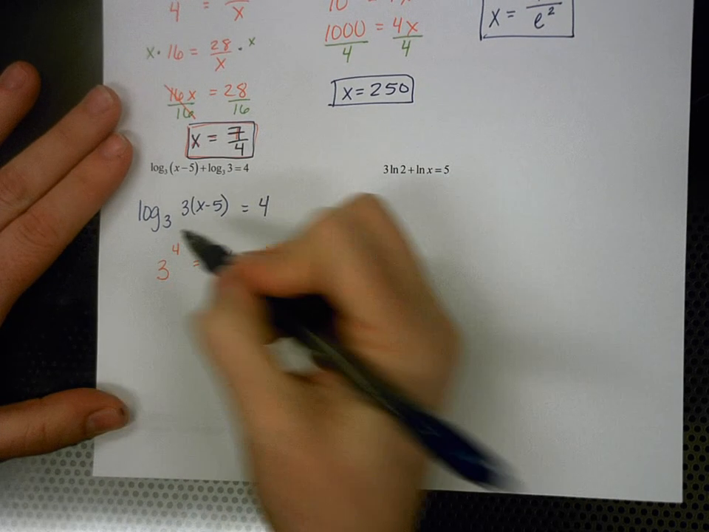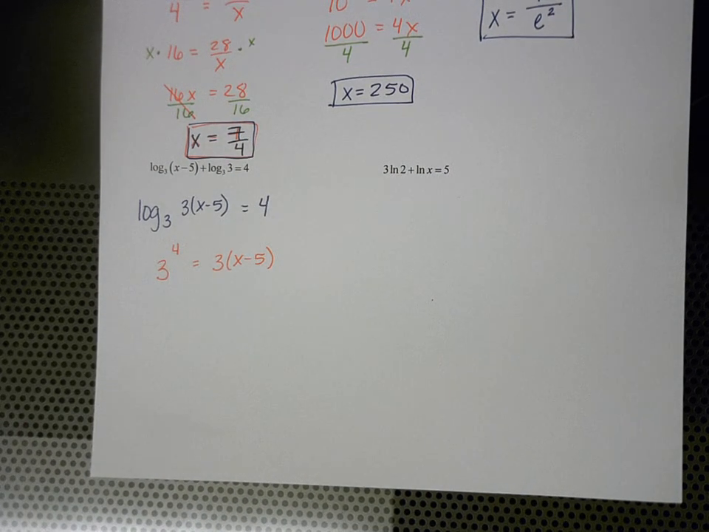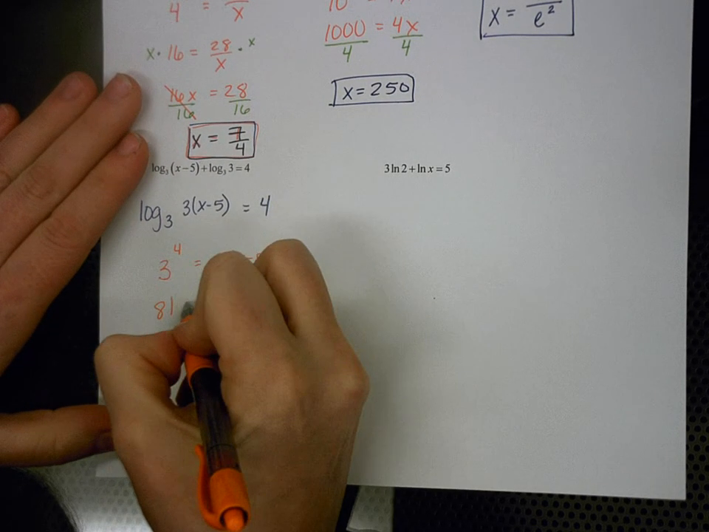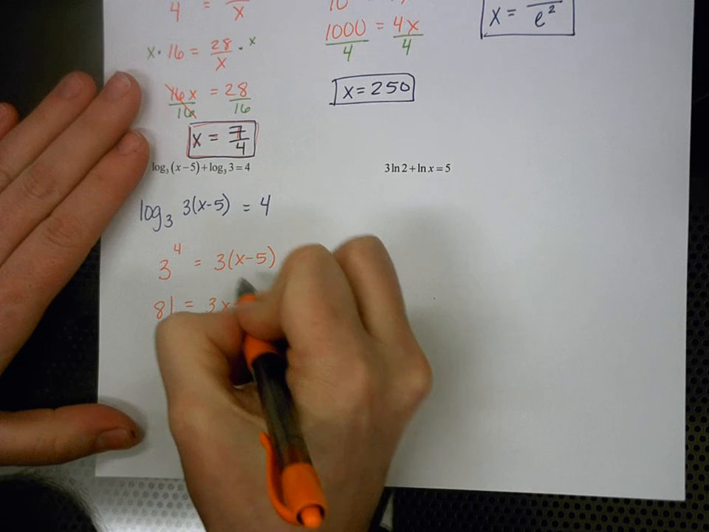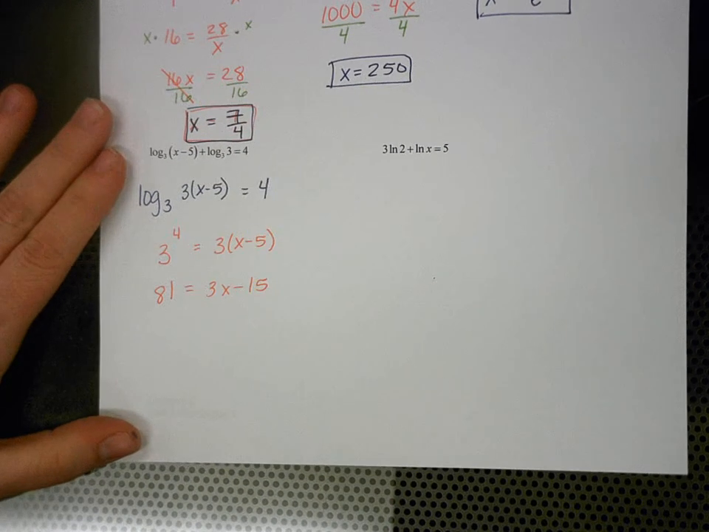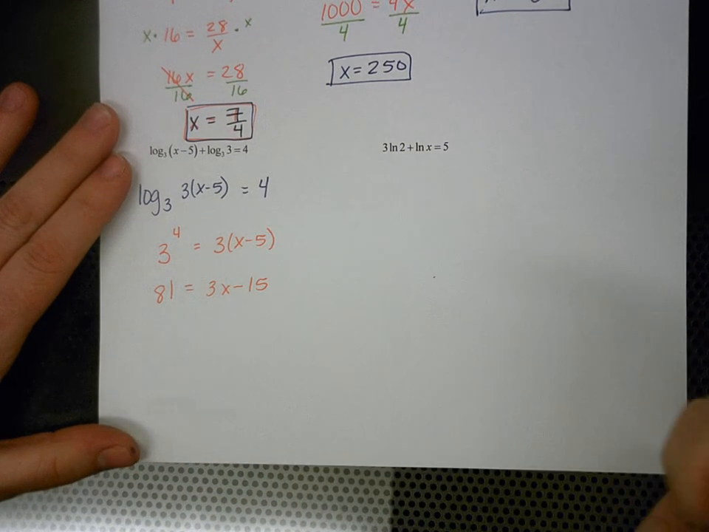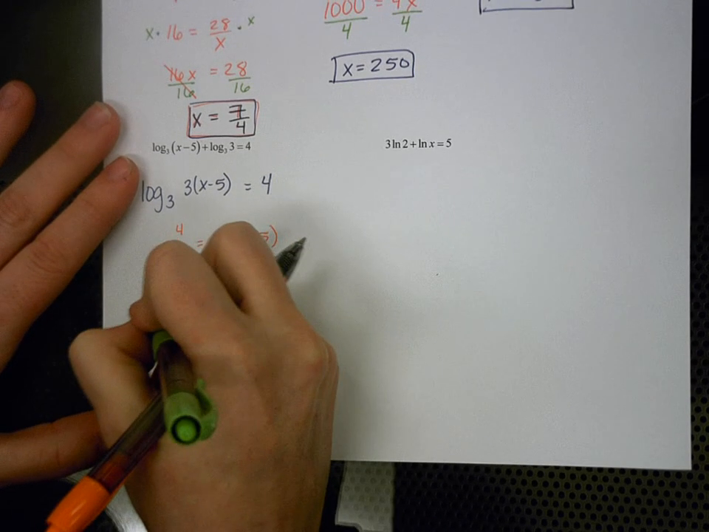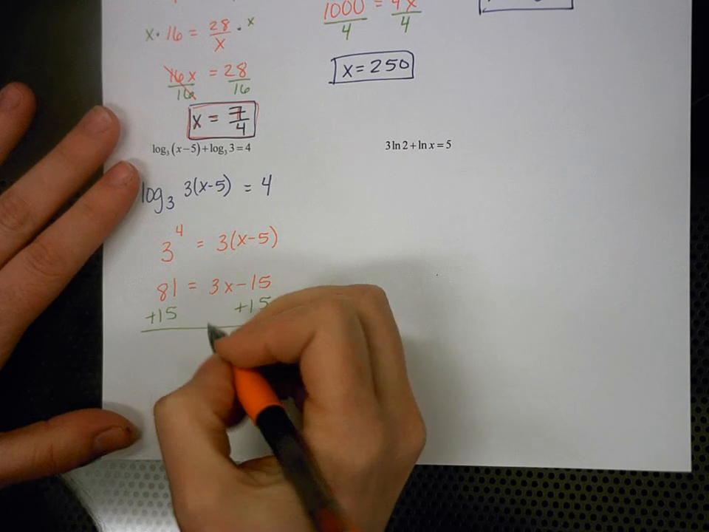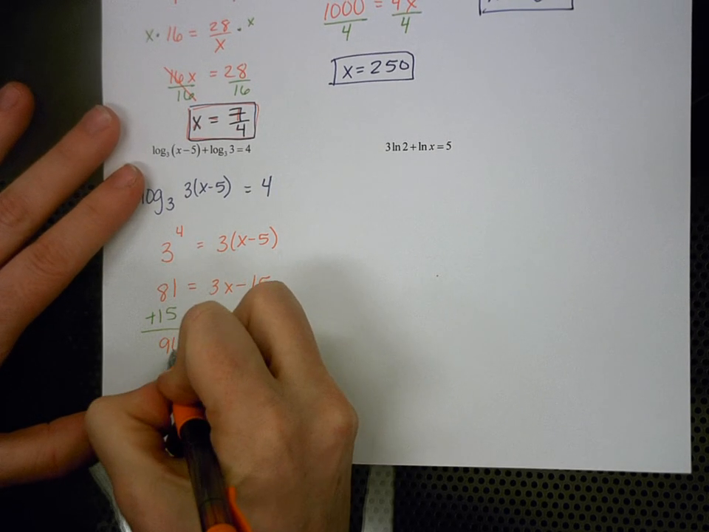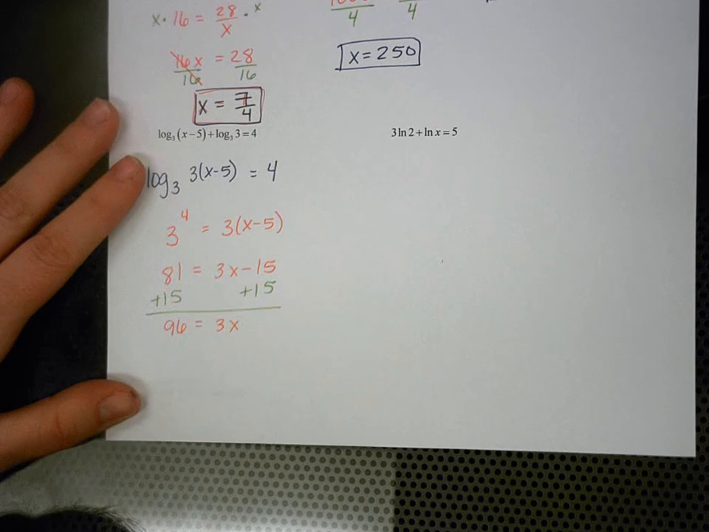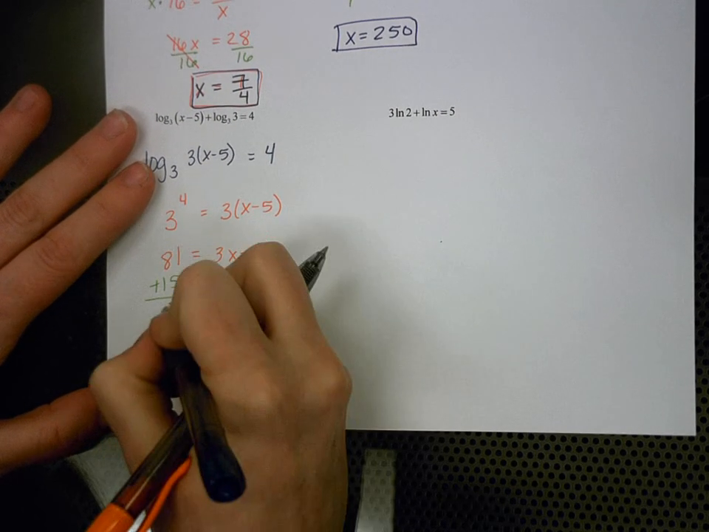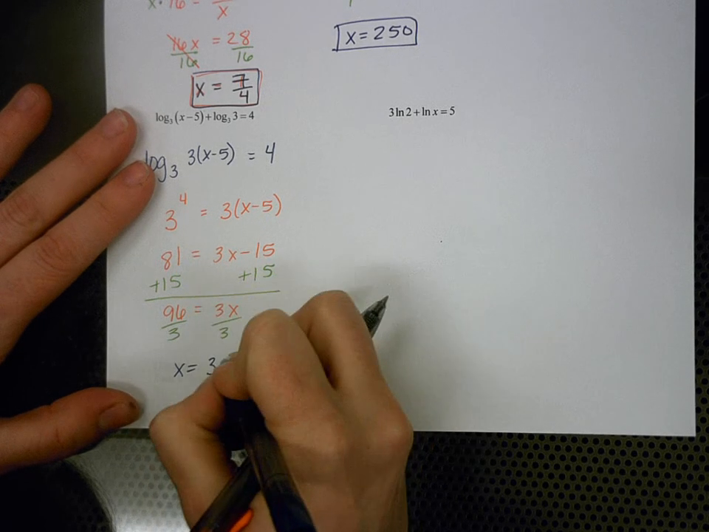3 to the 4th: 3 times 3 is 9, 9 times 9 is 81. 81 equals 3x minus 15. How did I get 3x minus 15? Distributed. 3 times x, 3 times -5. Add 15 to each side. 96 equals 3x. Divide by 3. 9 divided by 3 is 3. 6 divided by 3 is 2. x equals 32.